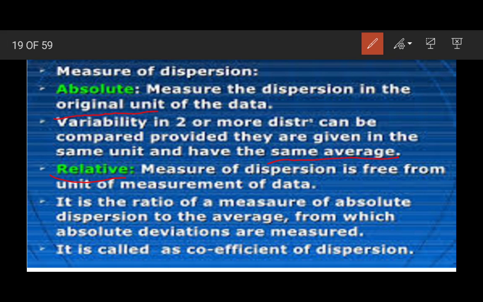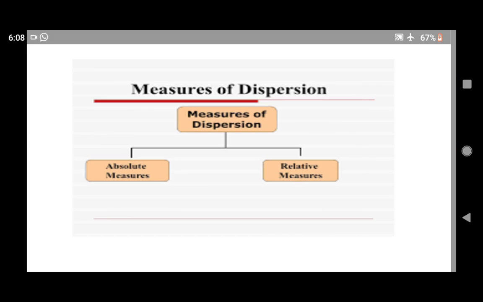So class, there are four absolute measures, and whenever we are interested in comparing the data, then we have to find the relative measures. Okay, so let's see the example. Before the example, let's see more about this.